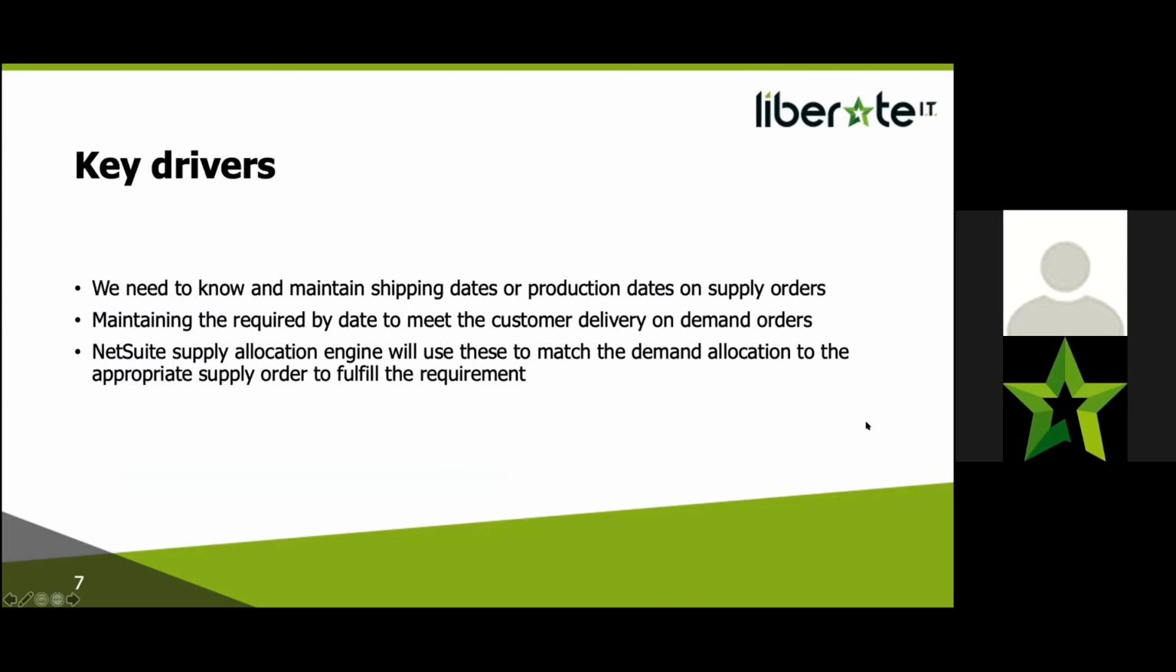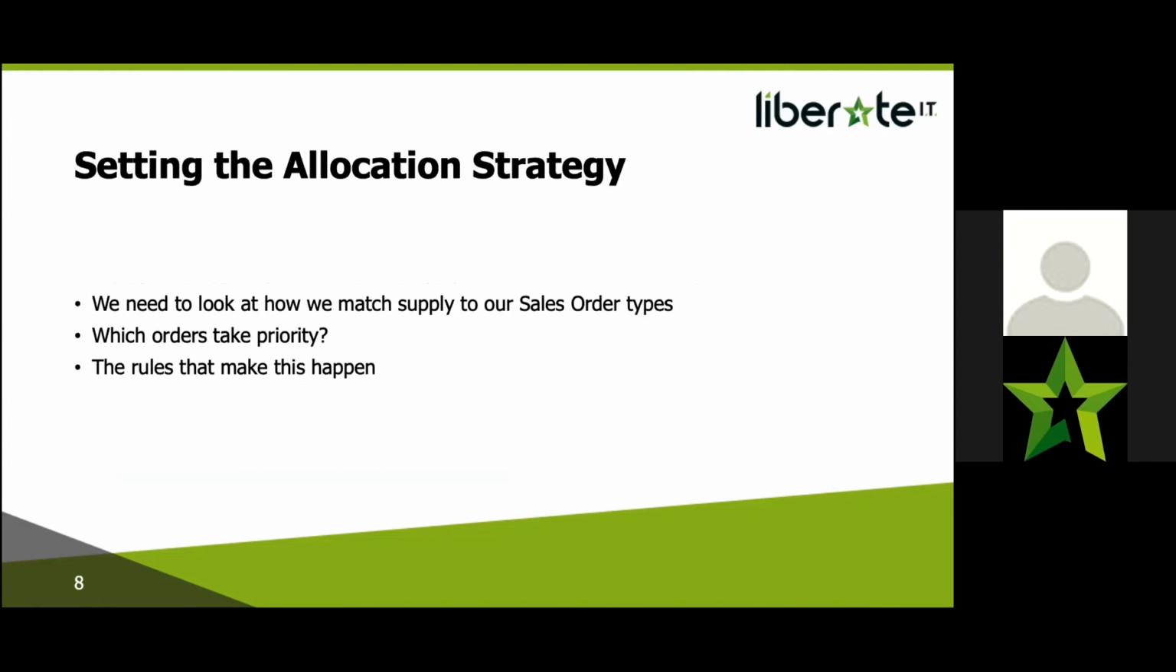So the key drivers. What we need to do is maintain shipping dates or production dates on supply orders, and maintain the required by date to meet the customer delivery on demand orders. The NetSuite Supply Allocation Engine will use these to match the demand allocation to the appropriate supply order to fulfill the requirement. We need to set the allocation strategies. We need to look at how we match the supply to our sales order types, which orders take priority, and the rules that will make this happen.